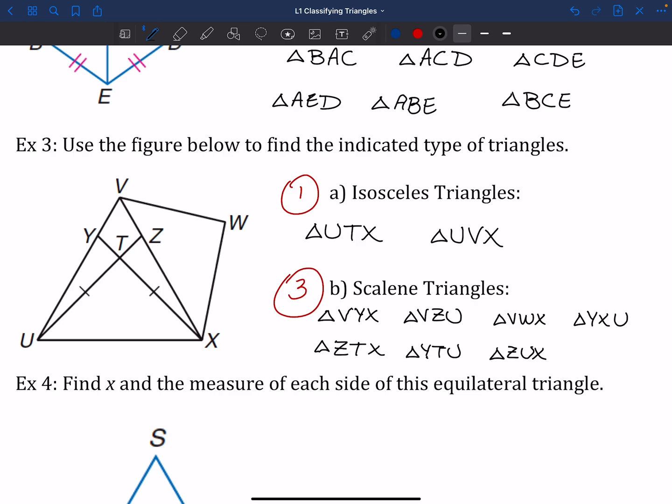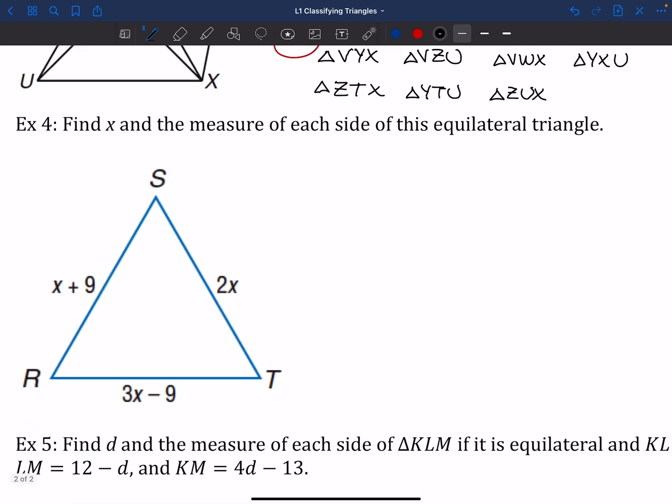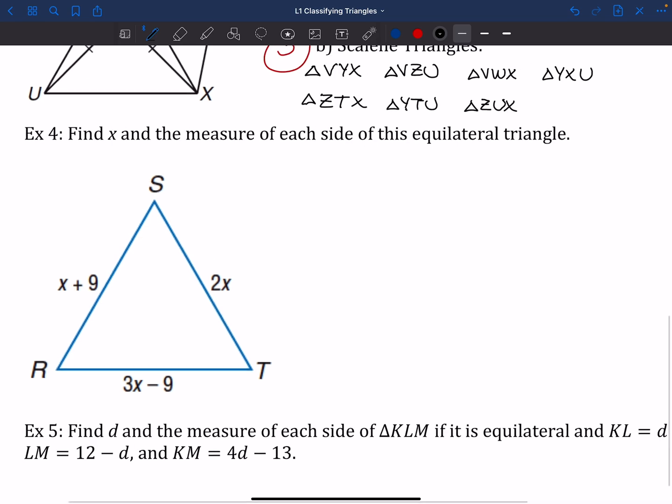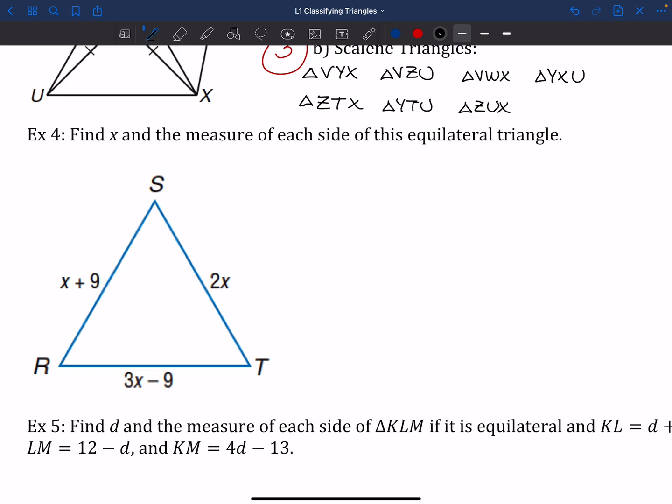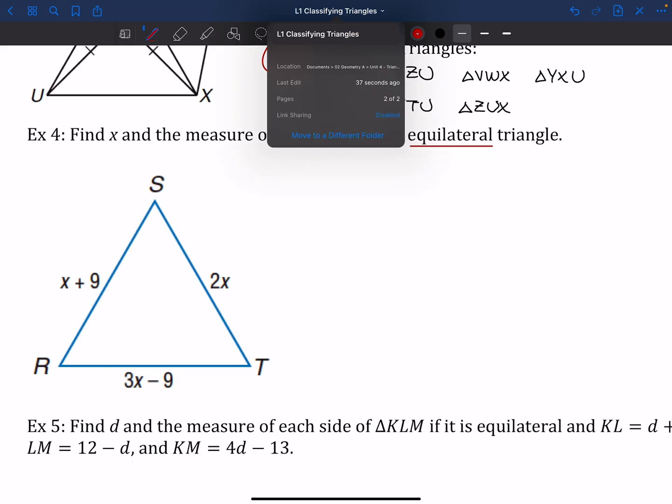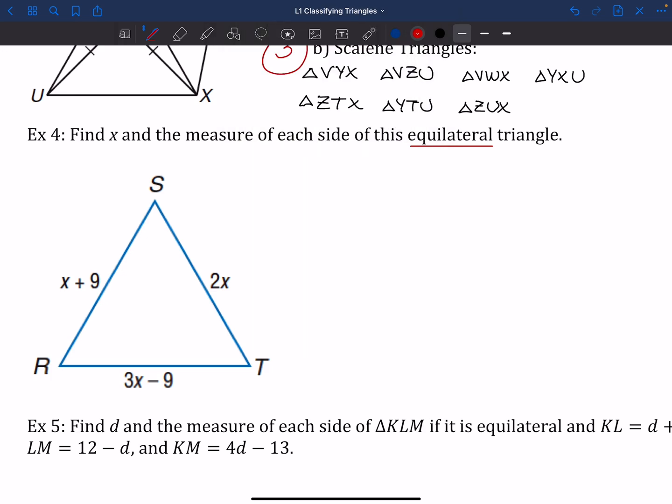So the last little bit that we have to talk about today is where the more traditional kind of math comes in. We're going to do a little bit of algebra to help us figure some things out. So we want to find x and the measure of each side of this equilateral triangle we have. What's important here is to note that they tell us that this is an equilateral triangle. Because it's equilateral, that means that all the sides are equal to each other.